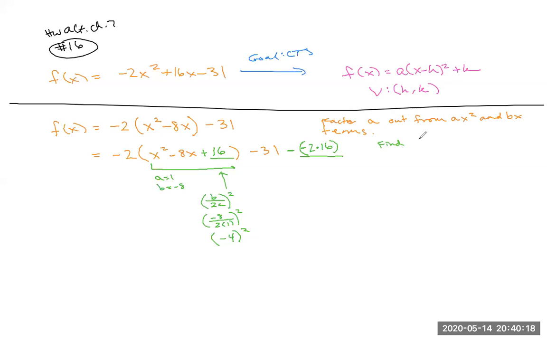Find b over 2a, squared. Okay, so the underlined parts that I put here. So we're going to put b over 2a squared. And then whatever value you're actually adding to this side of the equation, you must subtract that same value.